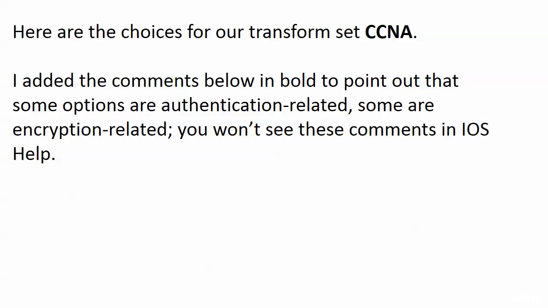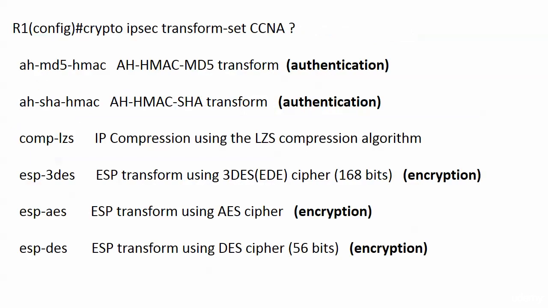But you won't see these comments in parentheses in IOS help. But this is going to be a little smaller font, but here we go. So it's crypto IPsec transform set is the command. Then I'll be asked to name it, and then I used IOS help to see the options. And we see a couple of AH options there. They're both authentication options, one using MD5 and one using SHA. There's our IP compression algorithm option, and quite a few ESPs here, and these are all encryption.